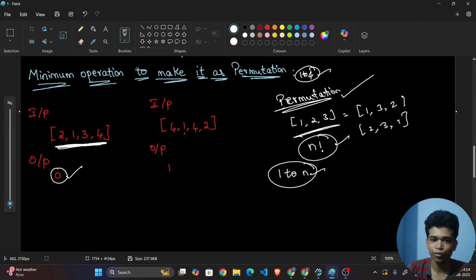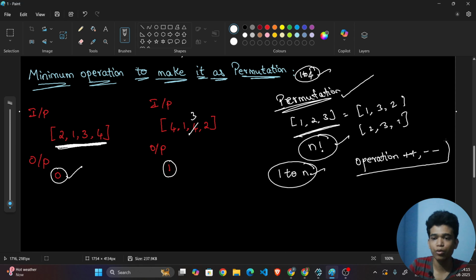Similarly, see here it is 4 1 4 2. The output will be 1. How? Because if I make this one 3, any one of the 4s, then it will be a permutation of 1 to 4. Can you understand this? So in one operation you can either increment one element or decrement one element by 1. That's given in the question itself.